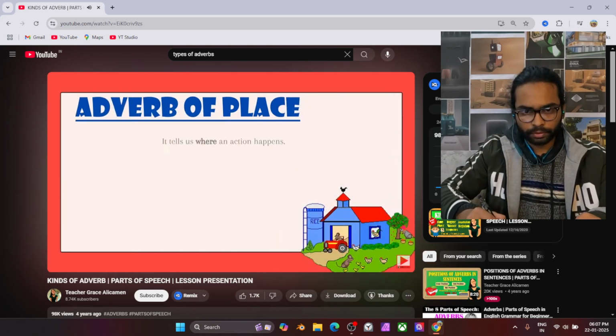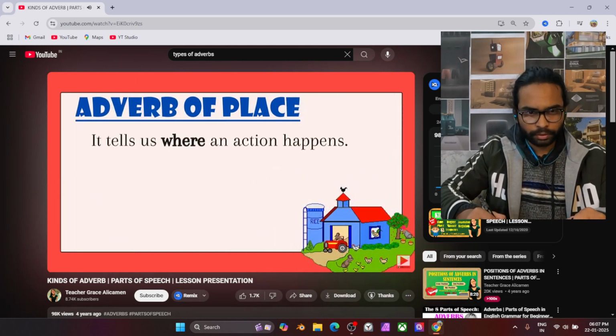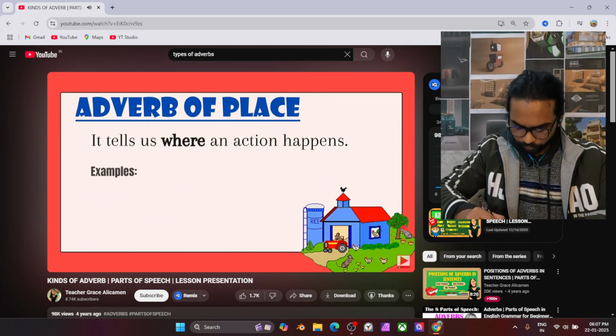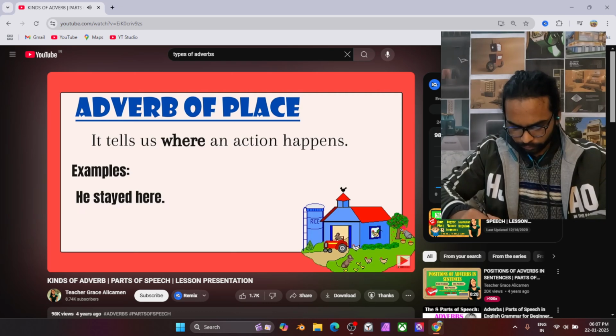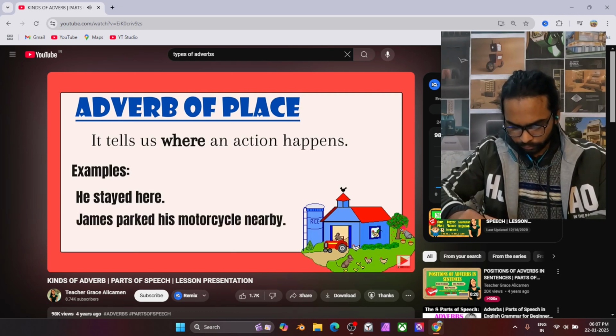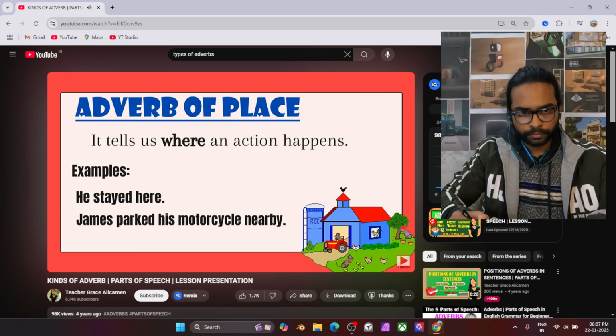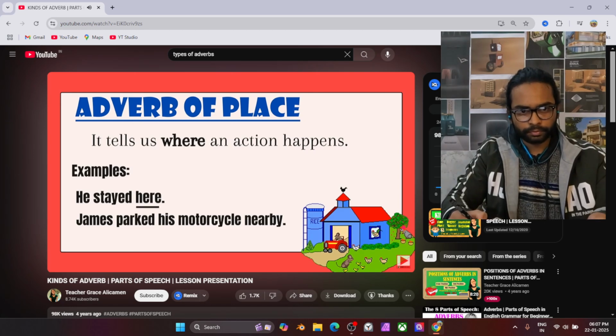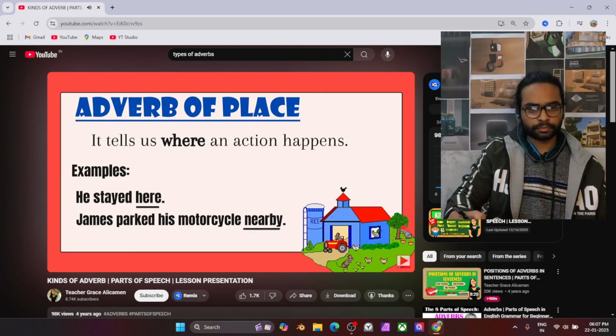Adverb of place. It tells us where an action happens. He stayed here. James parked his motorcycle nearby. So where did he stay? Here. Where did James park his motorcycle? Nearby.